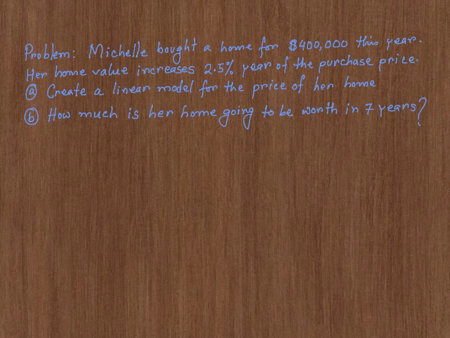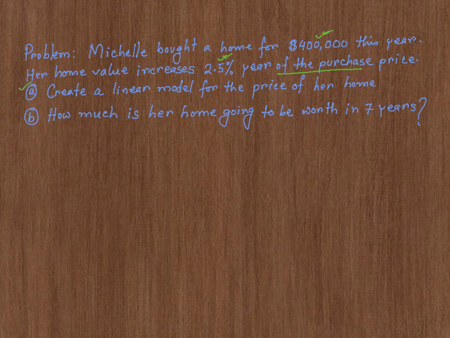In this video, I am going to discuss one of my most favorite problems, which is purchasing a home. Michelle bought a home for $400,000 this year, and her home increases 2.5% per year of the purchase price. So the price of the home is increasing 2.5% of $400,000 every year.